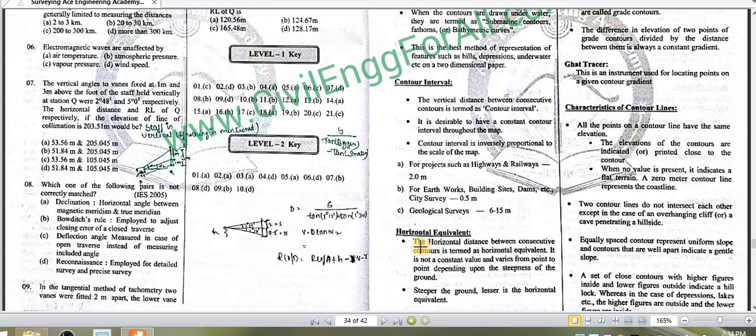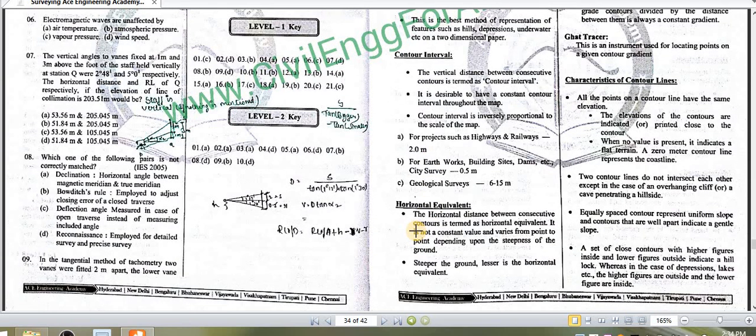Now the horizontal equivalent. The contour interval is a vertical distance, while the horizontal equivalent is the horizontal distance between two consecutive contours. It is not a constant value and varies from point to point depending upon the steepness of the ground. It cannot be constant because the ground features are not the same, so it basically depends upon the topographical features of the ground.